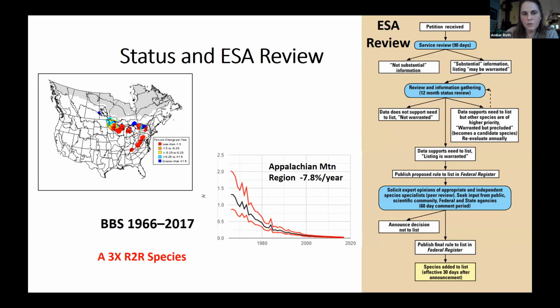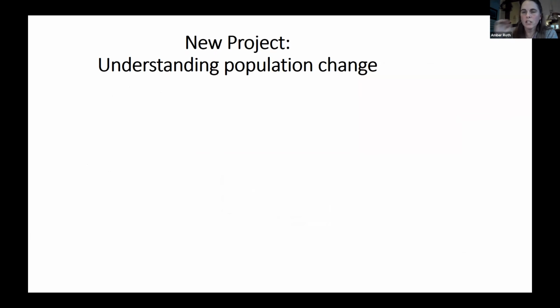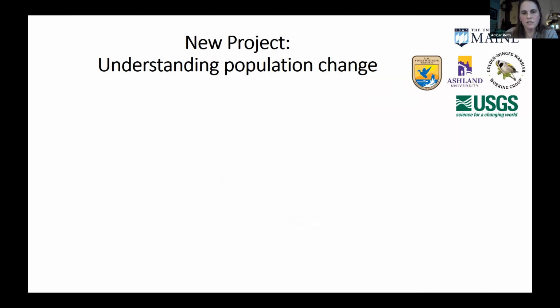And as a consequence of these declines, the species was petitioned for Endangered Species Act protection. It has undergone the 90-day review. It is currently at the 12-month status review point, which should be initiated here in 2021. As a consequence of this, the U.S. Fish and Wildlife Service is very interested in understanding the future trajectory of the species and has funded a new project in order to understand these changes. So this is through collaboration with USGS, the University of Maine, Ashland University, and many collaborators within the Golden-winged Warbler Working Group who provide much of the data that I just mentioned previously.